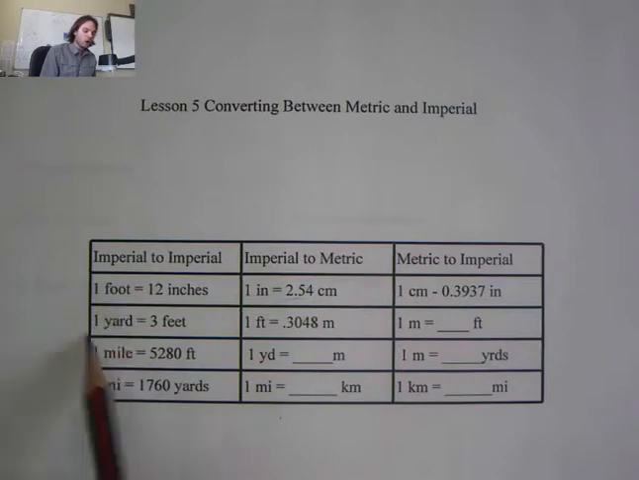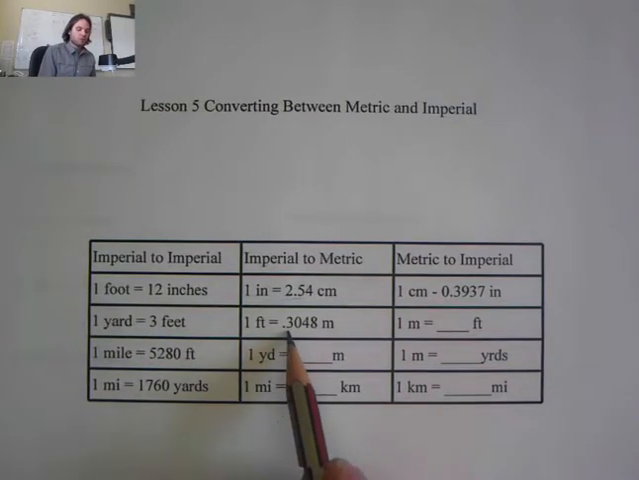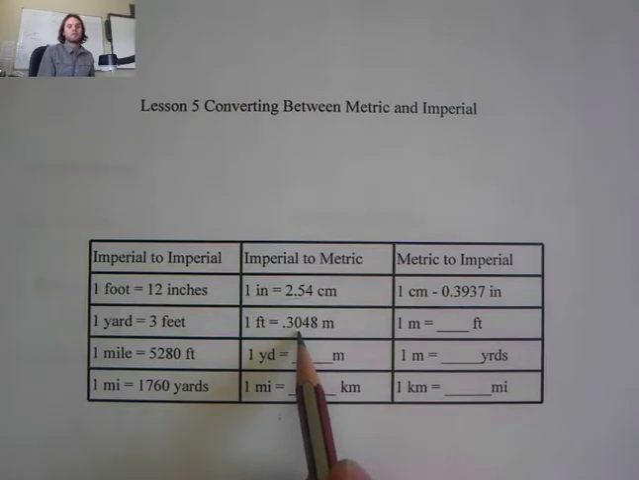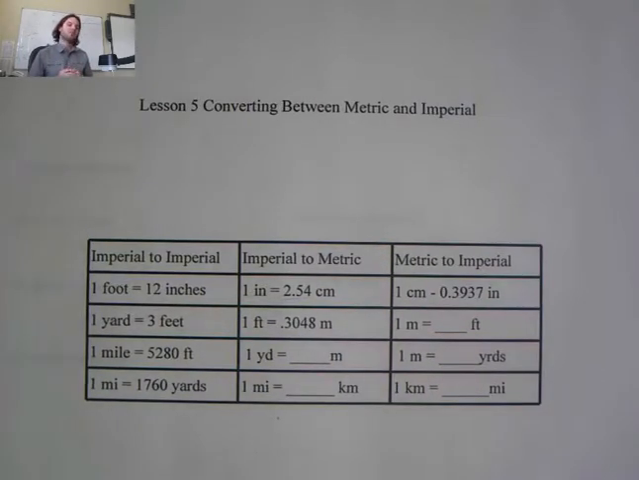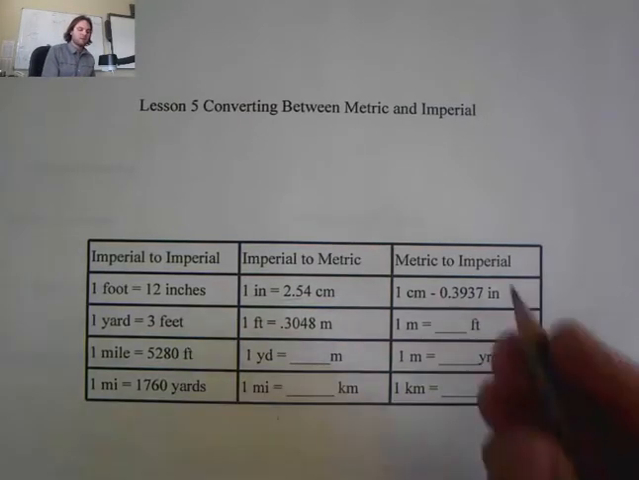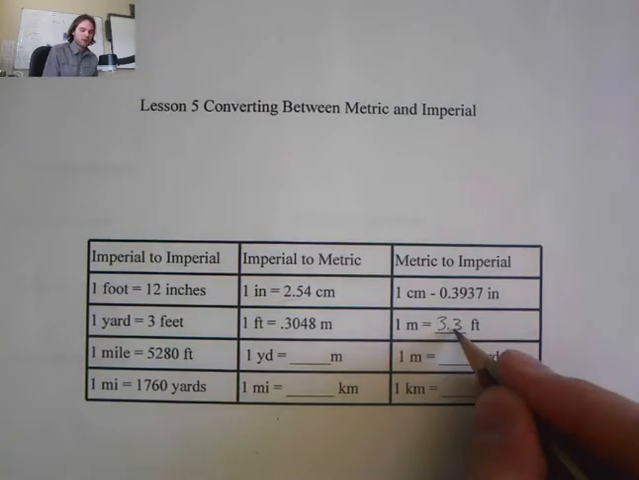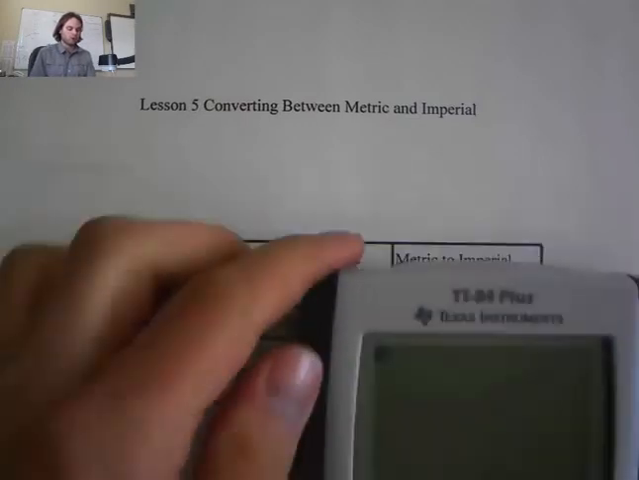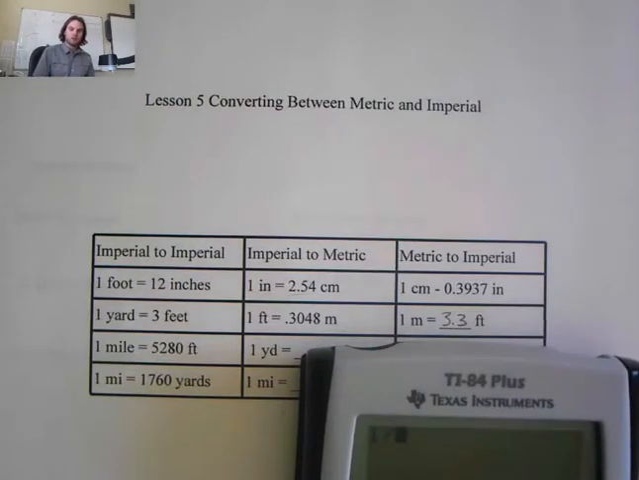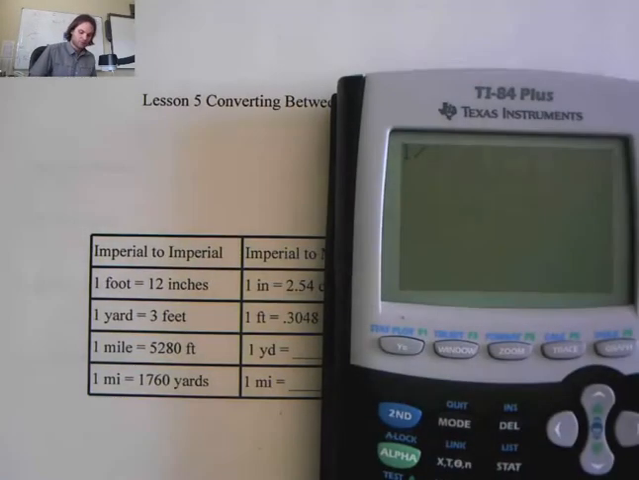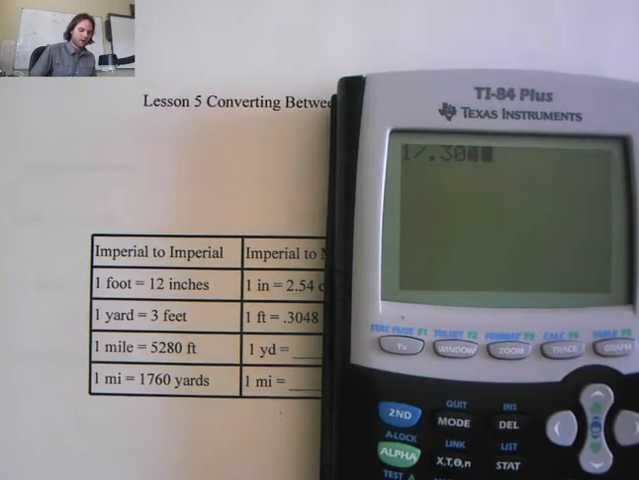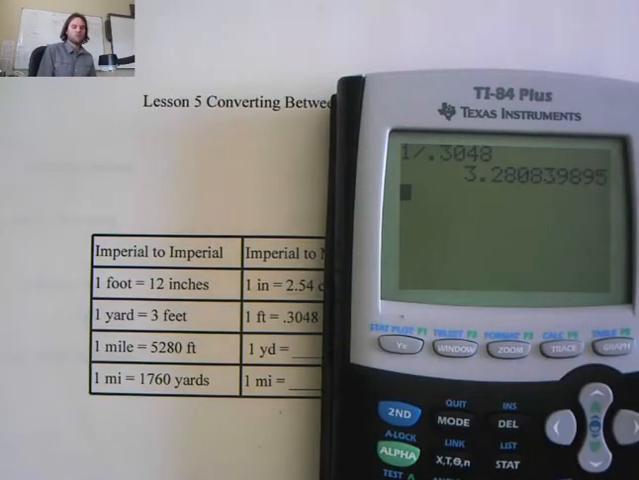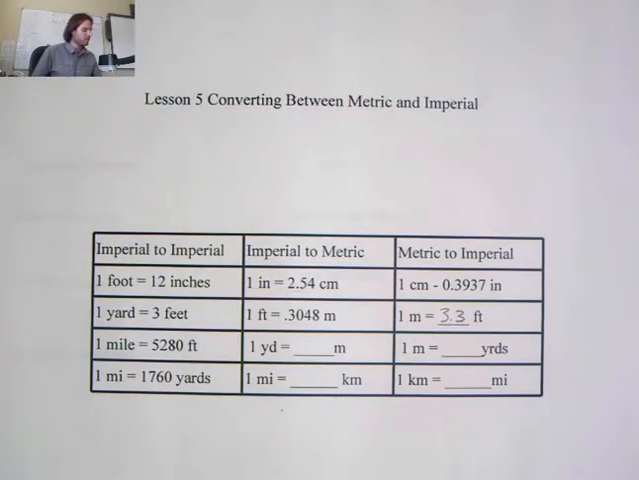Now we know 1 yard is 3 feet. Okay? 1 foot is 0.3 meters approximately. So that's kind of like a third of a meter. So then 1 meter is going to be around 3.3 feet. Okay, another way of doing that, I'm going to show you two ways. We could go 1 divided by 0.3048, which gives me 3.28, which is 3.3.